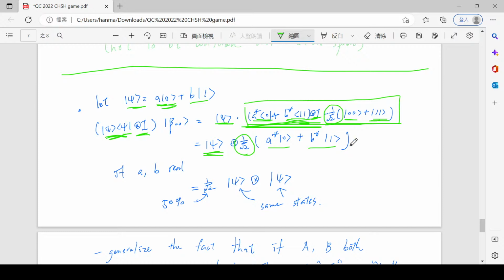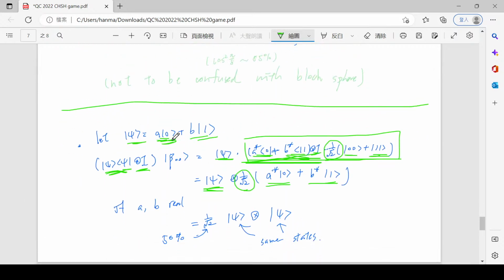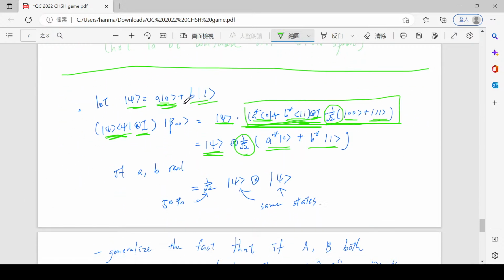Then we see that this A star 0 plus B star 1 looks really like A0 plus B1, except we have this weird star here. And that's why we want psi to be real. For psi to be real, it just means A and B are real. This is basis dependent, but well, that's that.